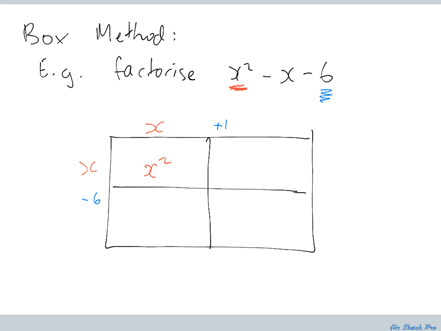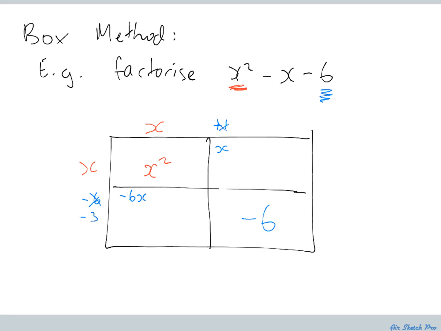So negative 6 times positive 1 is equal to negative 6, that's what we definitely want. And then we fill out the boxes by multiplying as if they were areas, really. So what's the area of this? It's negative 6 times x, so that's negative 6x. What's the area of this? x times 1 is x. And then I add them together. Negative 6x plus x is negative 5x. That doesn't work. And so we cross those out and we try again.